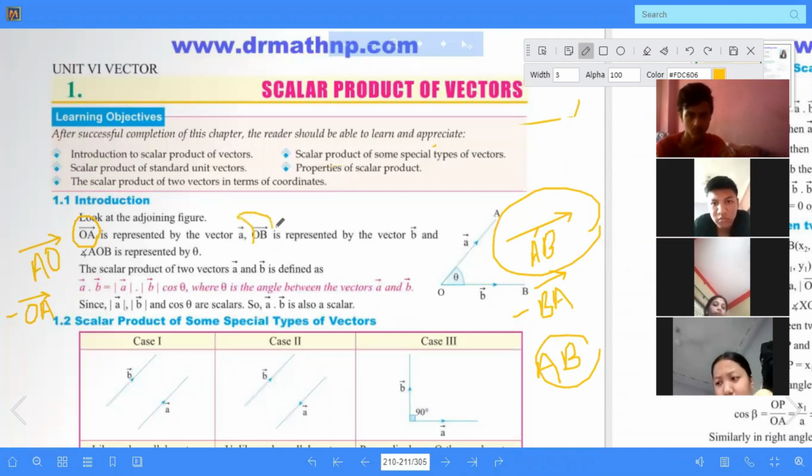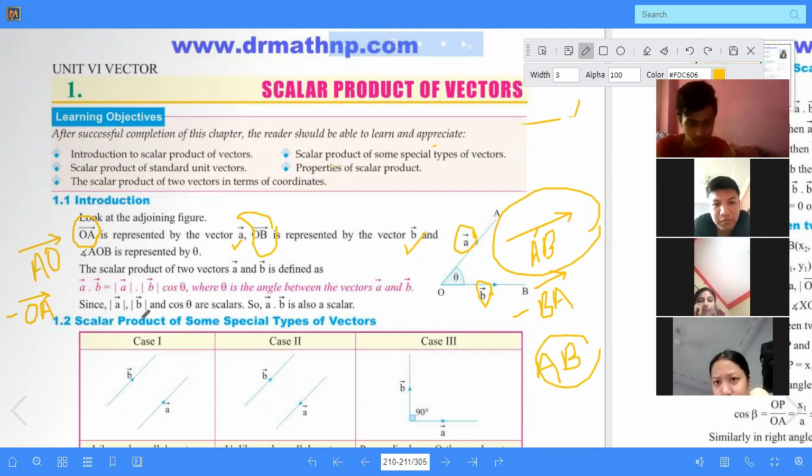Now here OB is another vector. Here in short, OA vector is simply written like A vector and OB vector is written by B vector. Here in the picture you can see, look at the picture please. O to A is represented by A vector, right? And O to B is represented by B vector. Simple. And the angle between A vector and B vector is theta. There's nothing else, right? Here two vectors are given and the angle formed between those two vectors is taken as theta.